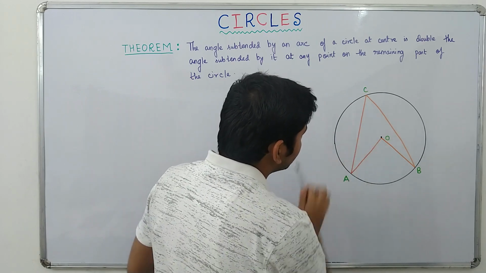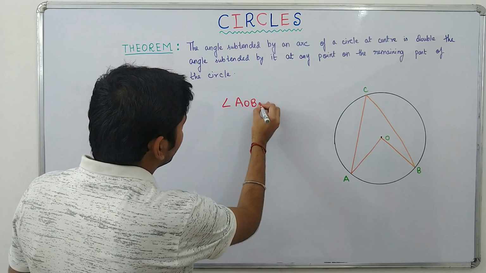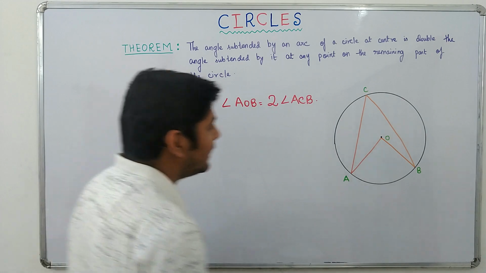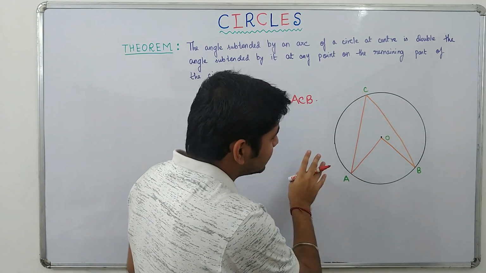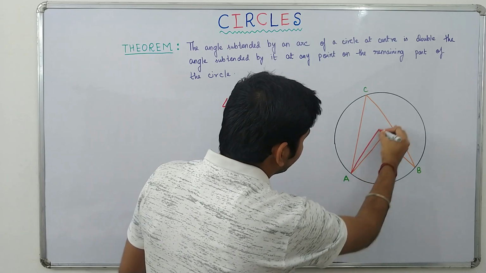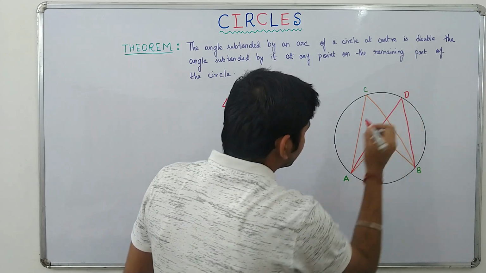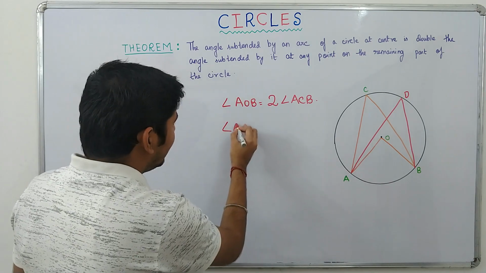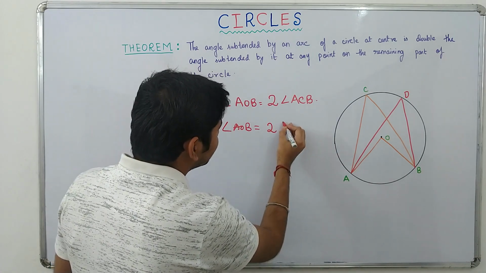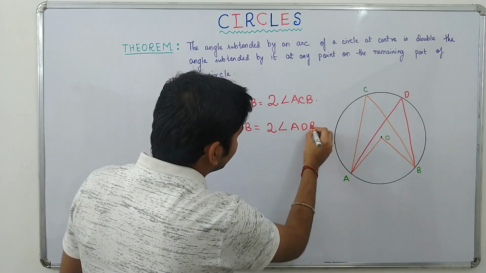This theorem says that the angle subtended at the center will be double the angle subtended at the circumference. That basically means that angle AOB will be twice angle ACB. And this point C can be anywhere in the circle except this arc AB. Say it can be here also. So for this also, angle AOB, the angle subtended at the center, will be equal to twice the angle subtended at the circumference, which is angle ADB.